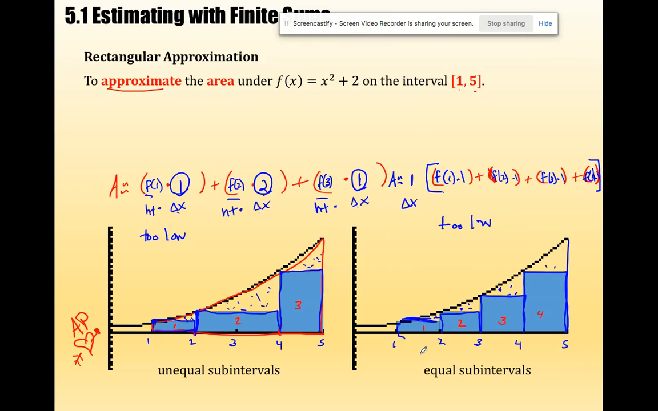But do you see, if I drew more and more rectangles, if I chopped up my start, stop, that would be tedious math, but I would get closer and closer and closer to the actual area. So I think you see where this is going, right?